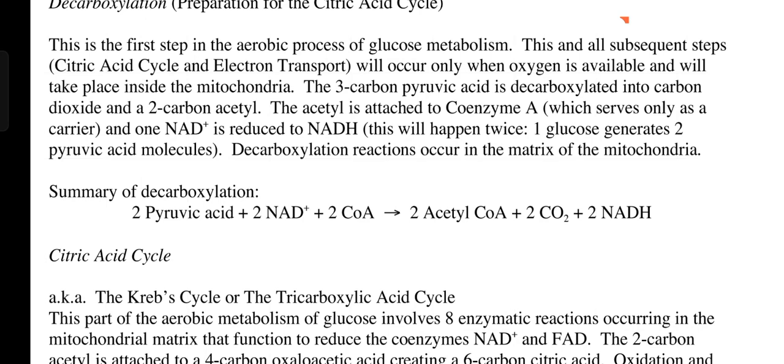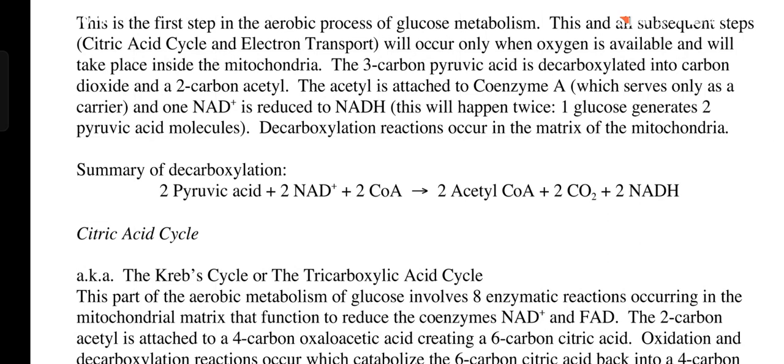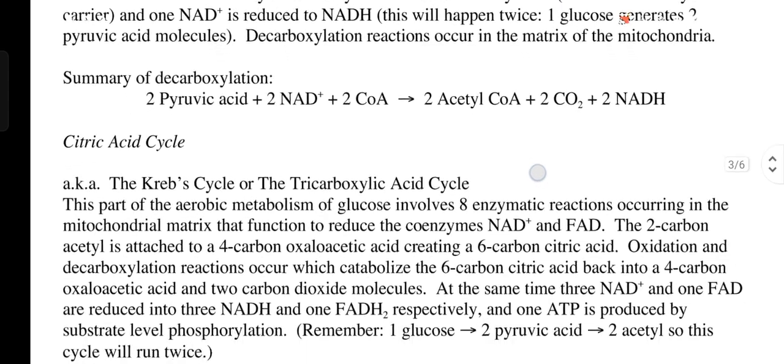The 3 carbon pyruvic acid is decarboxylated into carbon dioxide and a 2 carbon acetyl. The acetyl is attached to coenzyme A, which serves only as a carrier, and one NAD positive is reduced to NADH. This will happen twice. One glucose generates two pyruvic acid molecules. Decarboxylation reactions occur in the matrix of the mitochondria.